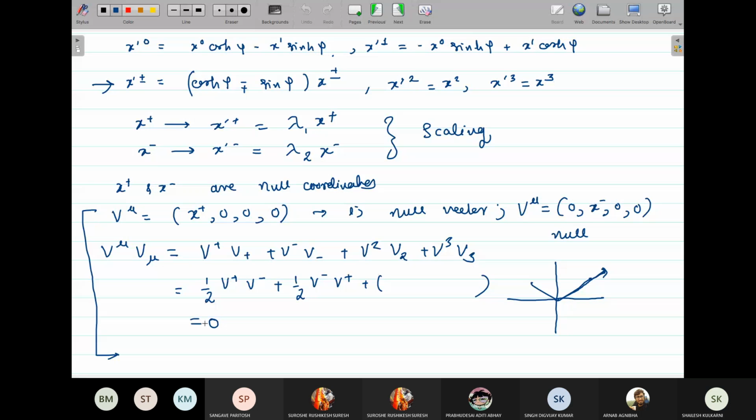Is that clear? This is the definition of a null vector. If a vector is null, then this should happen in any coordinate. Now, to see that the angle is not changing, what do you need to do? Angle not changing means, imagine two vectors in 3D, and there is a transformation which does not change the angle between the two vectors. What could that transformation be? That transformation is only scaling.